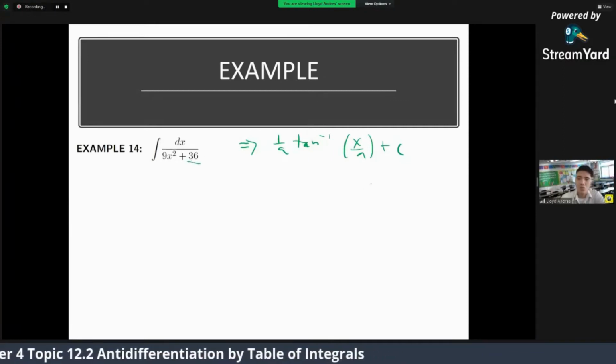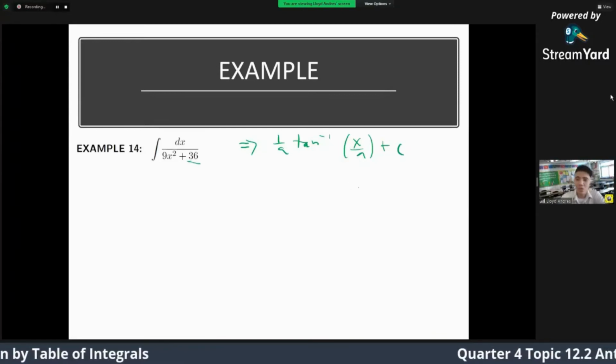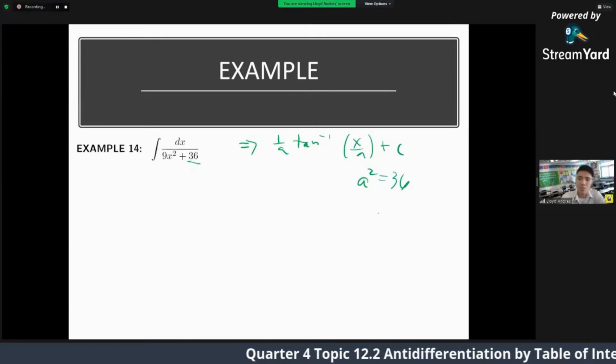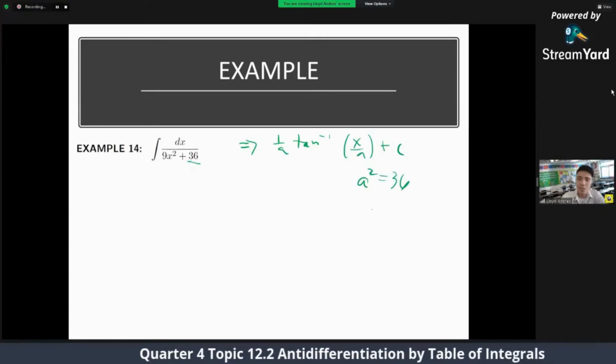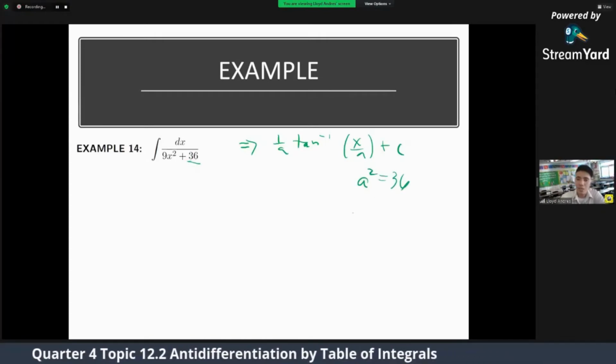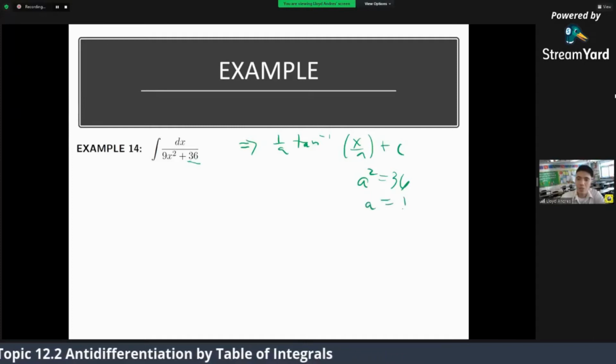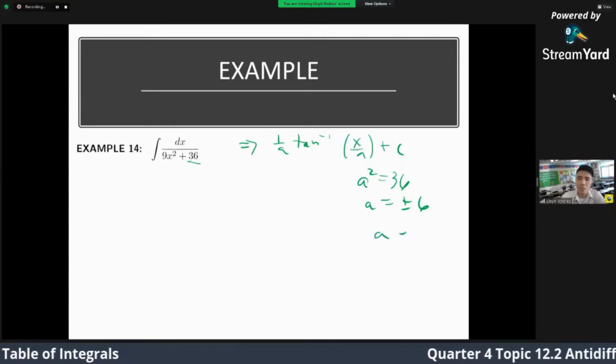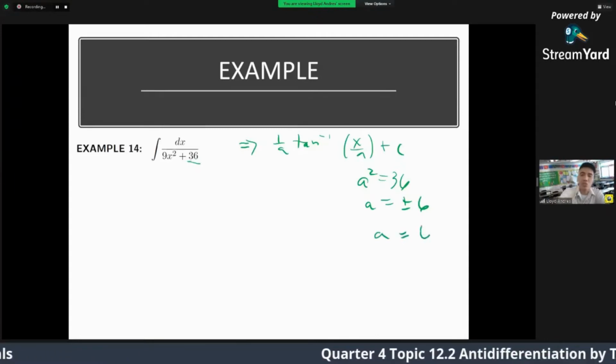So, that is a squared. A squared mo na, di ba? A squared is 36. So, pila si A. It should be positive or negative 6. But since A should be greater than 0, so therefore, your final answer is katong 6 lang.